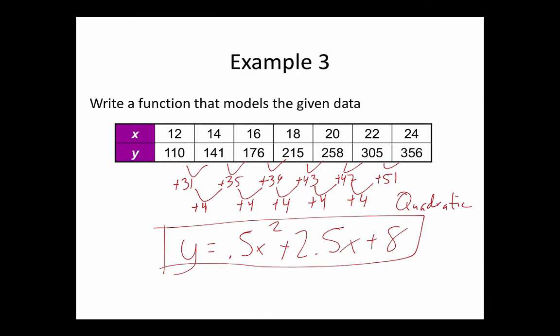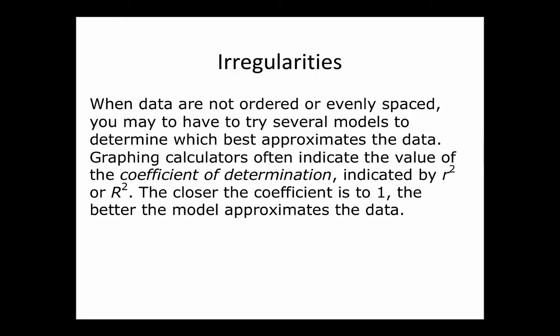Now the last thing we're going to take a look at is related to that, but sometimes it's not as easy to figure out, like, oh, it's clearly quadratic, so you should use a quadratic model. When data are not ordered or evenly spaced, you may have to try several models to determine the best approximation for that data. Graphing calculators often indicate the value of the coefficient of determination, indicated by r squared, or capital R squared. The closer it is to 1, or technically negative 1, the better.